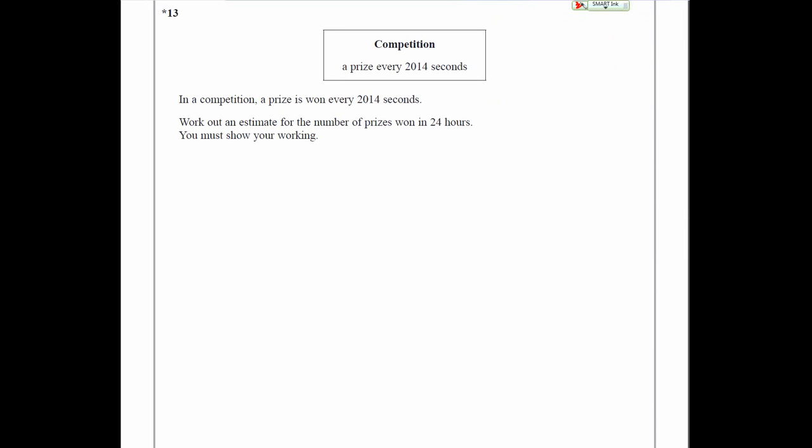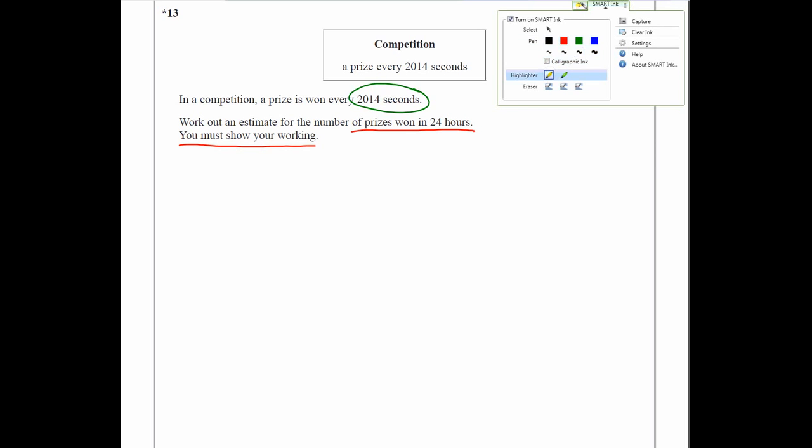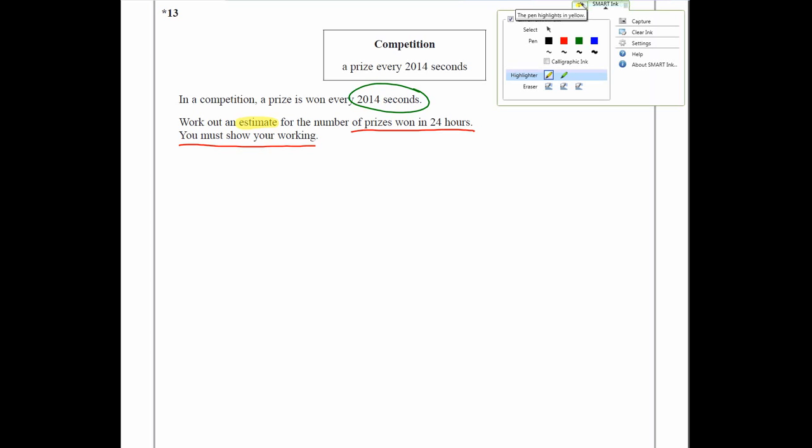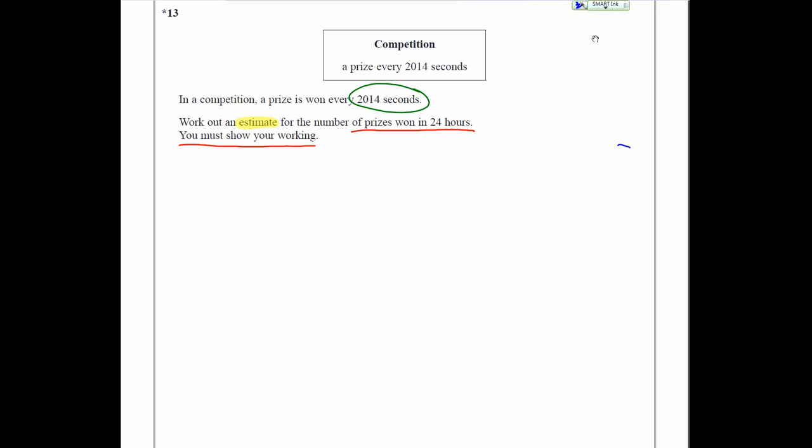Right, we've got a competition. In a competition, a prize is won every 2014 seconds for a lucky winner. Okay? So, work out an estimate for the number of prizes won in 24 hours. Show all your working. Key word in this question, I'm going to get the highlighter pen, it's that important, is estimate. Okay? You need to estimate. You cannot work this out quickly if you work it out exactly.